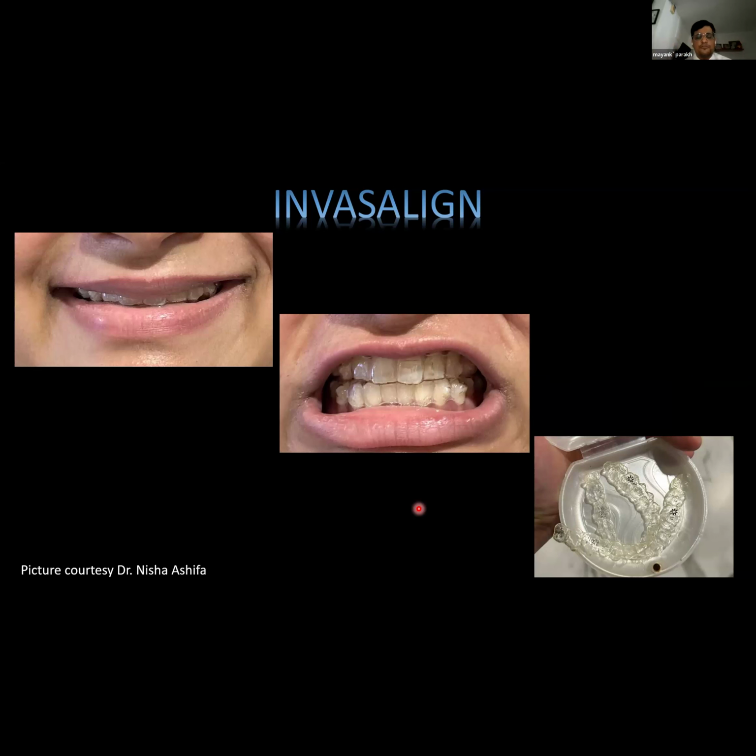The trend is completely shifting from braces towards aligners, as aligners are a lot more aesthetic. The symptoms are less in the patient, and the final outcomes are very predictable. The most critical among all is the Invisalign.